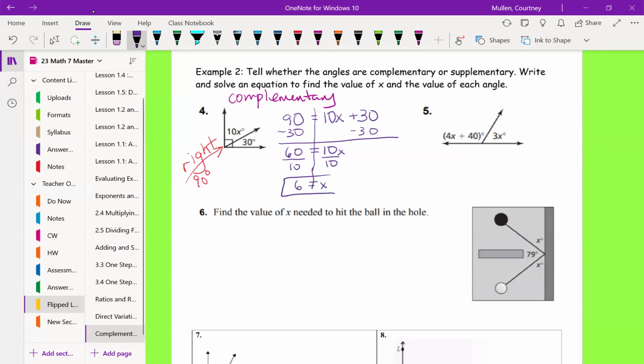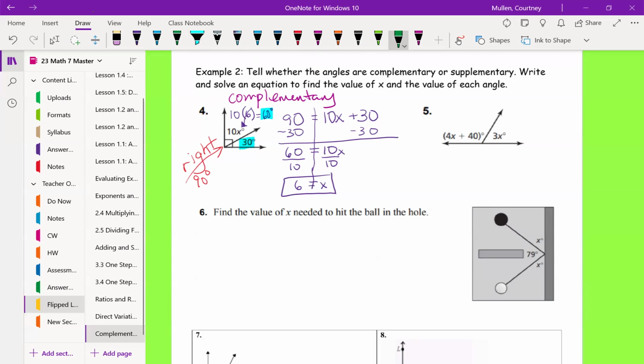Now this is not 6 degrees because we have to go back and we have to substitute 6 in for x right there. So we have 10 times 6, meaning that this angle is how many degrees? That's right, 60 degrees. So if we check, what's 60 degrees plus 30 degrees?